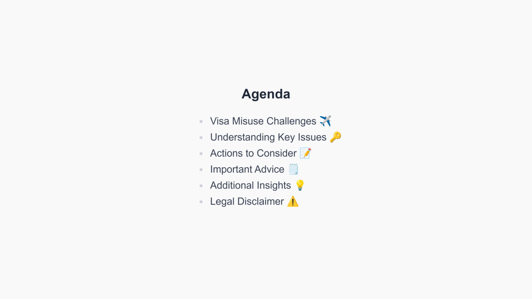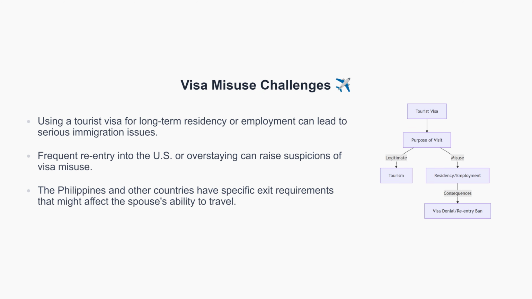So, let's dive in. One of the most common issues arises when a tourist visa is used for purposes other than intended. Tourist visas are generally for short visits, but when used for long-term residency or employment, it can lead to serious problems. Additionally, frequent re-entry into the U.S. or overstaying can raise red flags for immigration authorities, indicating potential misuse of the visa. Furthermore, some countries, like the Philippines, have specific exit requirements for their citizens, which can further complicate the situation.